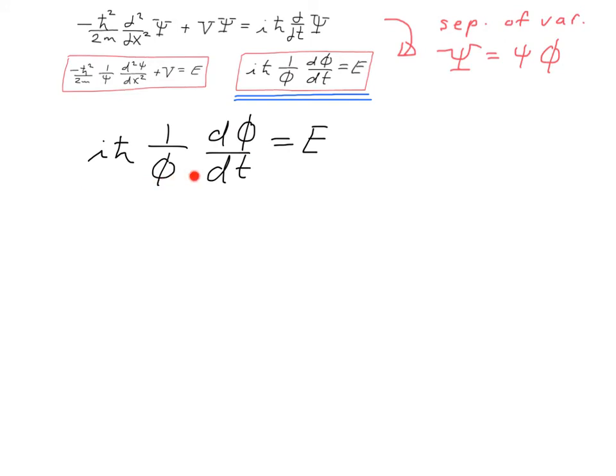So let's take a closer look at this equation. We have a dependent variable, phi, and an independent variable, t, and then a bunch of constants. And we have this first derivative here. So we have a first order differential equation.